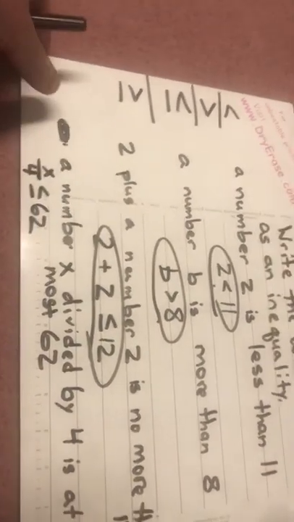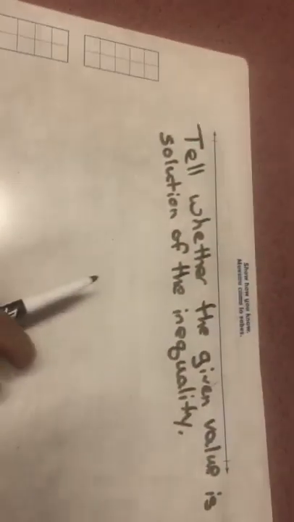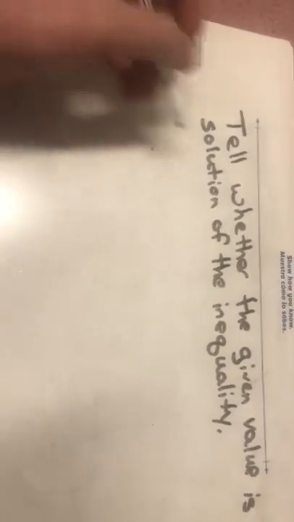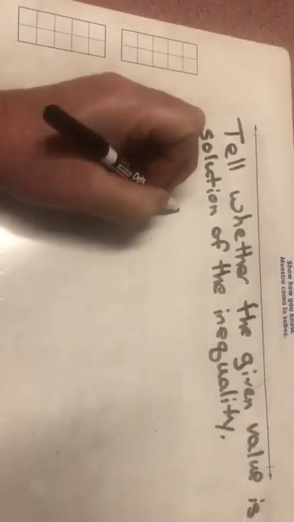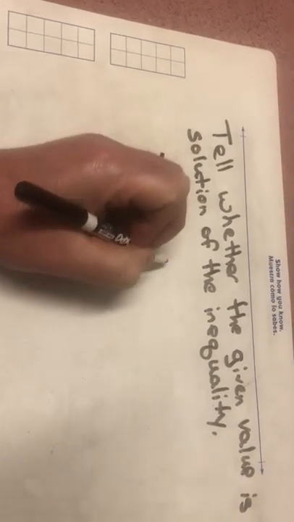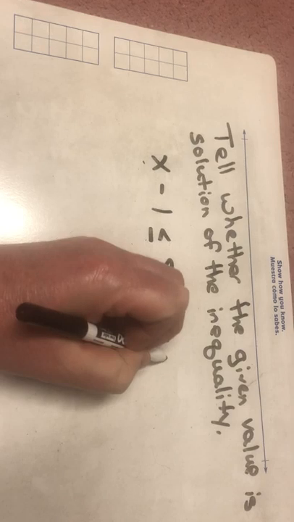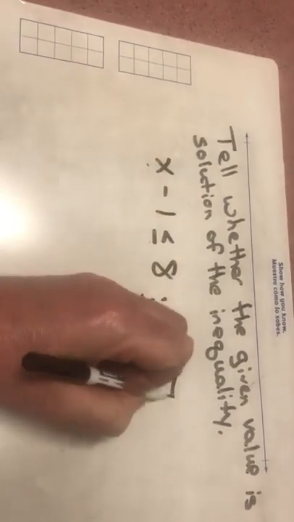All right? Let's talk about the second part. Tell whether the given value is a solution of the inequality. All right, so it might give you something that looks like this. X minus 1 is less than or equal to 8, and then it's going to say x equals 7.